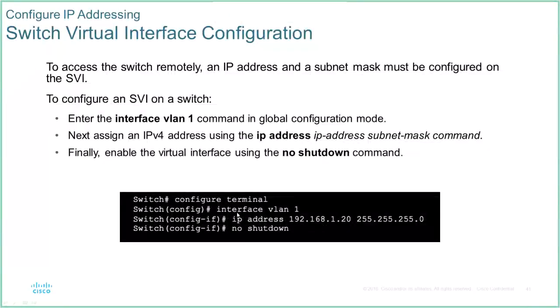So you need to configure an IP address on the device so the device can be remotely managed via Telnet or SSH. Switches are a layer 2 device, so all the ports, they're called switch ports, so therefore they're layer 2 connections and don't have an IP address. They only use the MAC address.